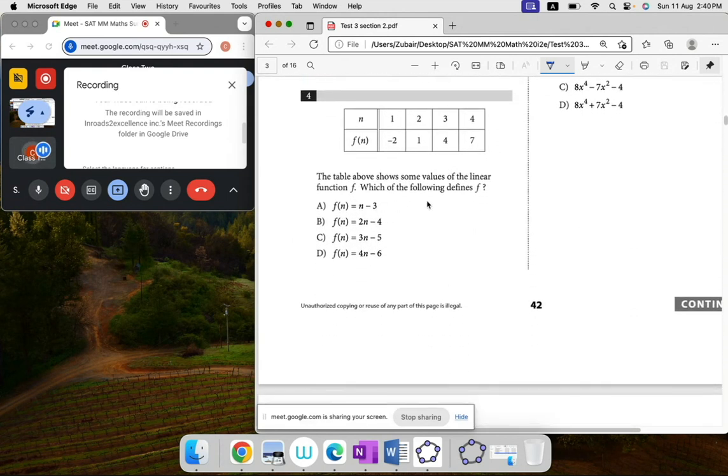The table above shows some values of the linear function f. Which of the following defines f? So I can see one increase in x and three increase in y. So rise over run, the gradient, is 3 already, and we have only one option which has gradient 3.